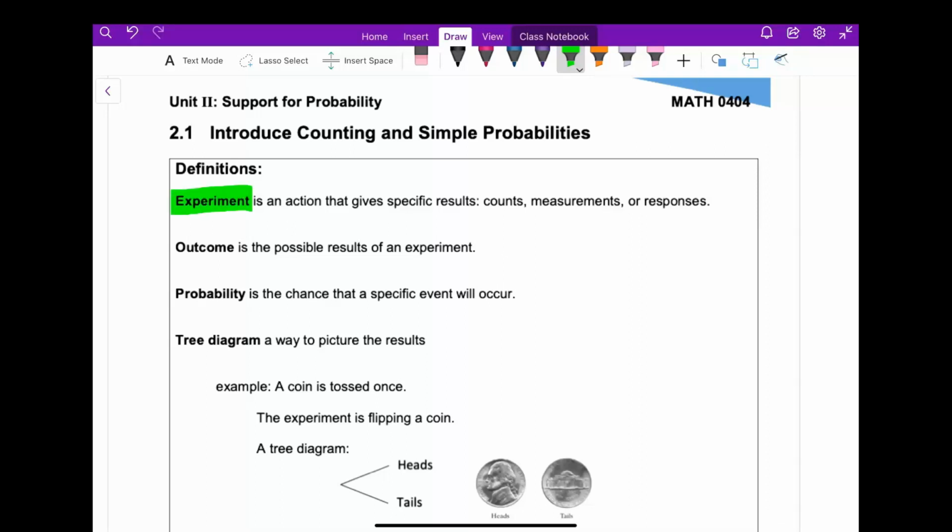So we have experiment. An experiment is an action that gives specific results, such as counts, measurements, or responses. I want to pay special attention to the word action, right? You're actually physically doing something. The next one is outcome. It is the possible results of an experiment.